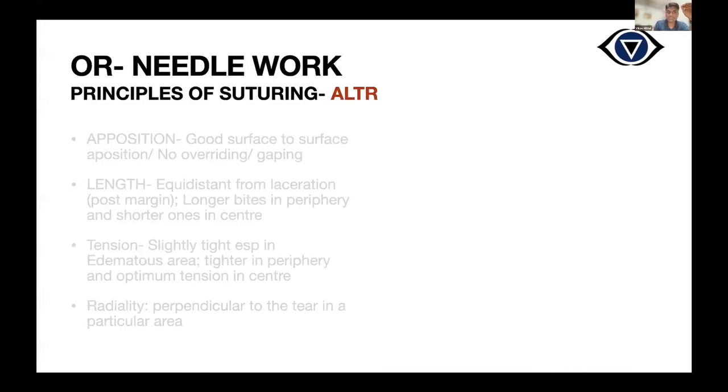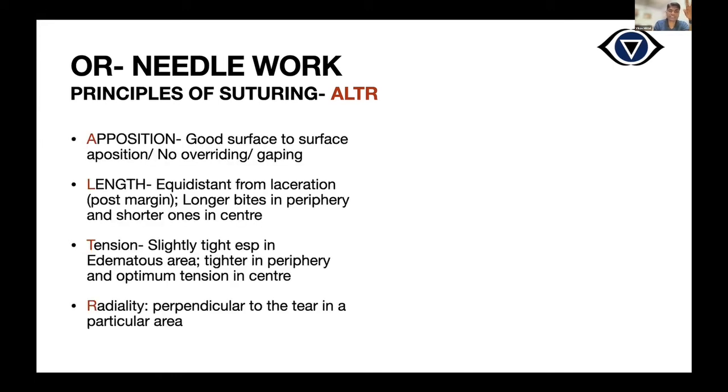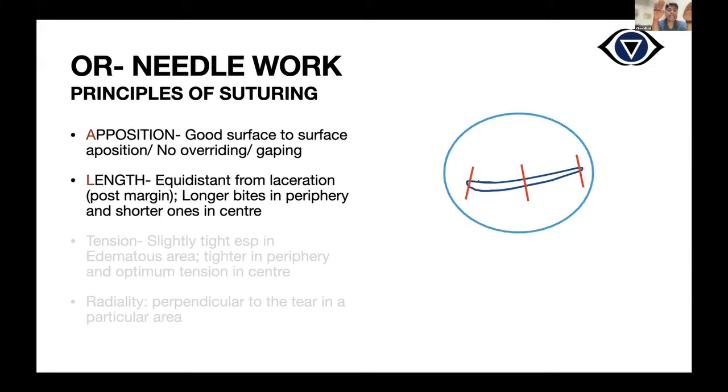So what are those principles? When we do a penetrating keratoplasty, we generally follow ALTR. ALTR is apposition, length, tension, and radiality. So all that ALTR gives, we can apply to corneal laceration repair as well. What do you mean by apposition? Apposition is anterior surface to anterior surface, and it should be very good. That is our principle. Because if there is overriding or gaping, there'll be some epithelial defect, you can have Dellen, you can have a weird kind of astigmatism. So anterior to anterior apposition is very important.